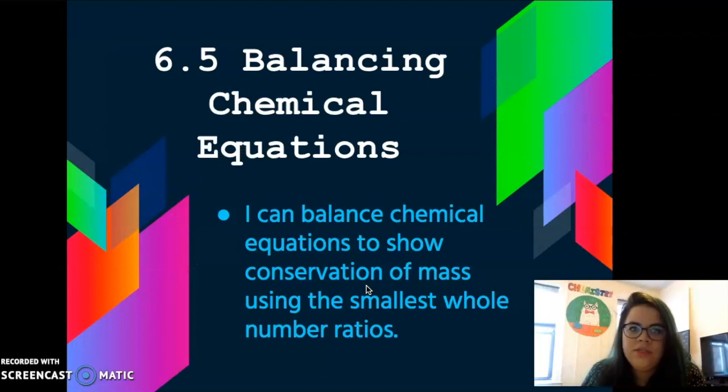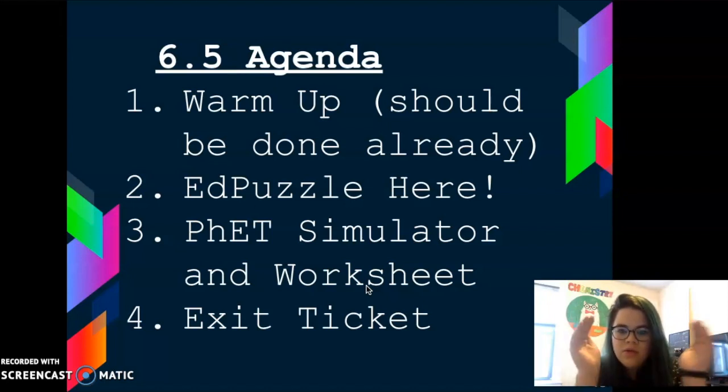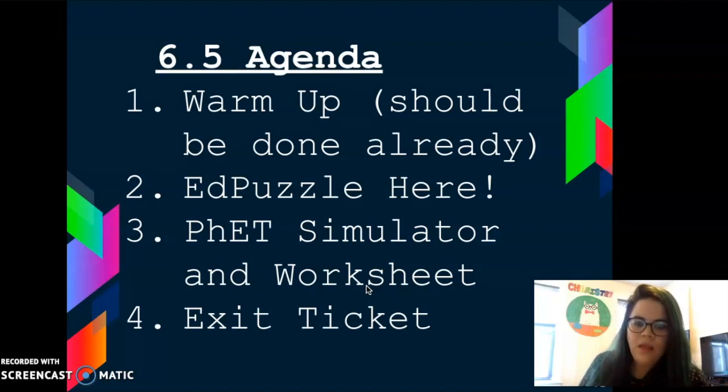Today we are doing 6.5 balancing chemical equations. By the end of this lesson, hopefully you will be able to say, I can balance chemical equations to show conservation of mass using the smallest whole number ratios. You've already seen this to-do list at the end of your warm-up because hopefully you already did your warm-up. If not, make sure you do it. It says 6.5 warm-up, do this first. You're on the EdPuzzle. After this, you will do the PhET simulator with the worksheet, and then an exit ticket on Google Classroom as well.